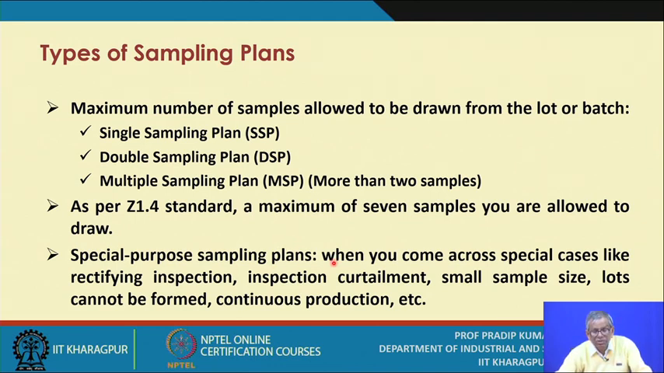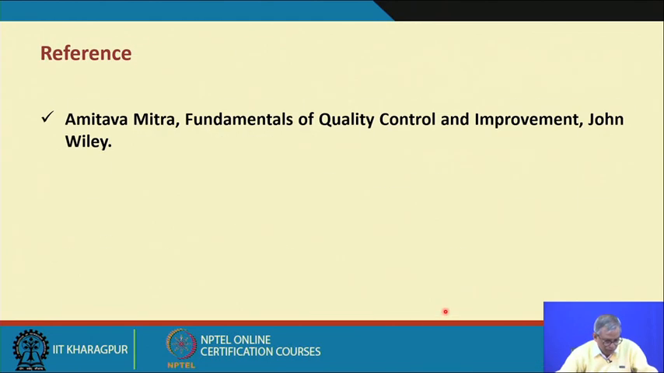Then you have the special purpose sampling plans. When you come across special cases like rectifying inspection, which we will define, inspection curtailment, small sample size, or lots that cannot be formed, but you still have to use a sampling plan. Those are basically the special purpose sampling plans, and continuous production systems. So the classification scheme you must be aware of. Along with AQL, LQL, producer's risk and consumer's risk, we have used several other terms and terminology. In subsequent lecture sessions, we will be discussing those terms and terminologies.